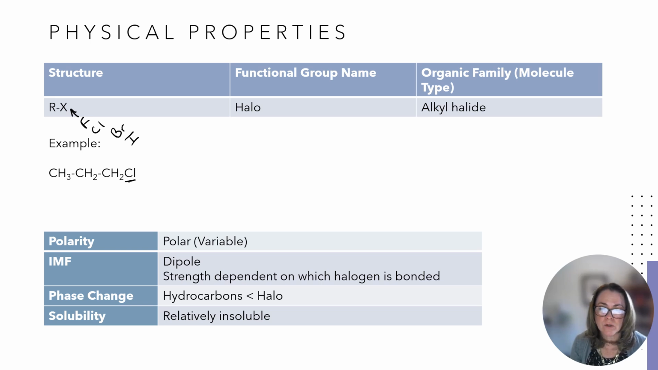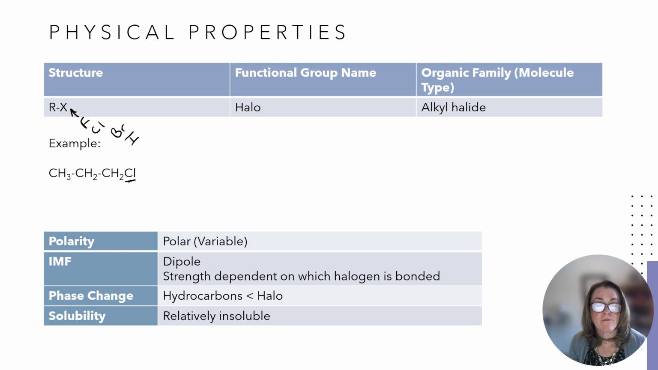All right, the polarity. In general, these are going to be polar. That is going to vary. Our IMF, or intermolecular force, is going to be a dipole-dipole. The strength is going to depend on which halogen is actually bonded in the molecule.